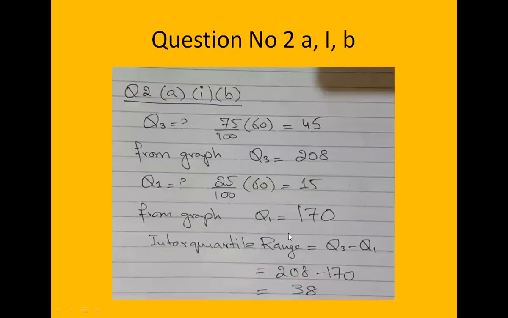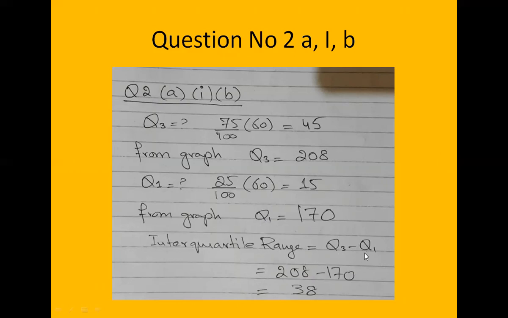Let me show you. Okay, if you want to find Q3, you have to find 75% of 60. That will be 45. Then using this frequency, you check this on the y-axis. From the graph, I can tell you that Q3 is 208. Q1 is 25% of 60, and that will be 15. Check this value on the y-axis, and from there go to the cumulative frequency curve and check where this intersects the graph, then check the value of x below this. So from the graph, I can tell you Q1 is 170.